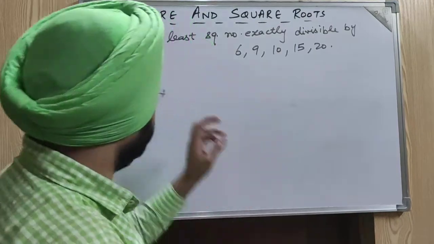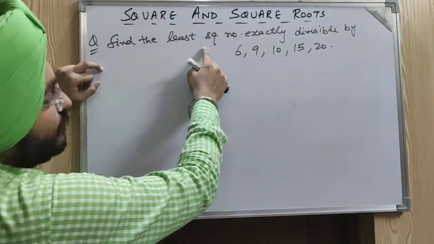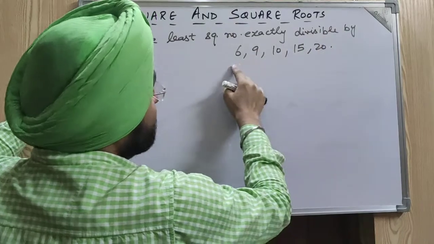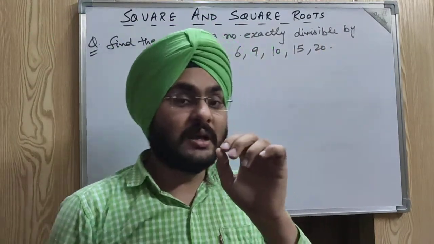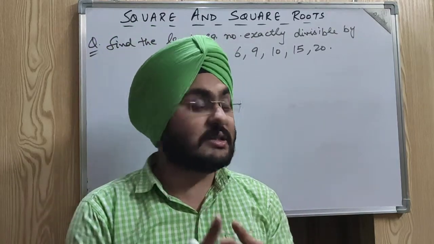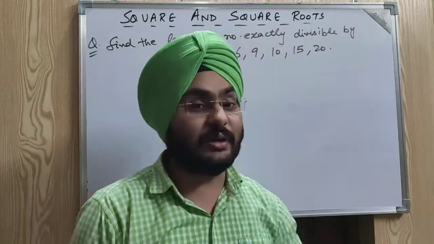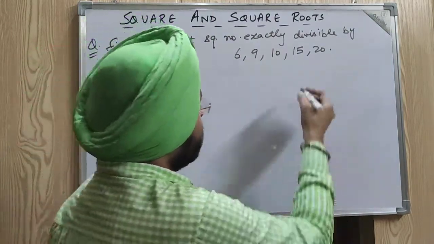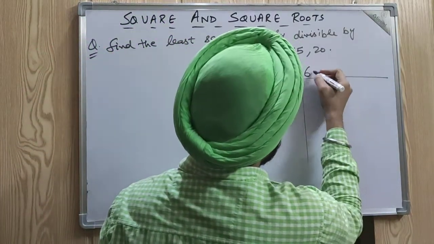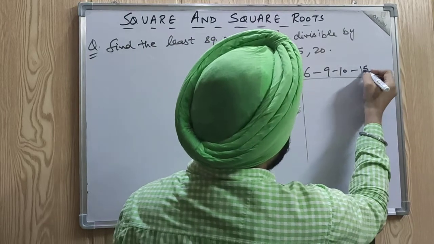Our next type of question: find the least square number exactly divisible by 6, 9, 10, 15 and 20. He is saying here, firstly, the number which is divisible by 6, 9, 10, 15 and 20 will be its LCM only. So first you have to find the LCM of all these numbers. And you know how to find it for 6, 9, 10, 15 and 20.